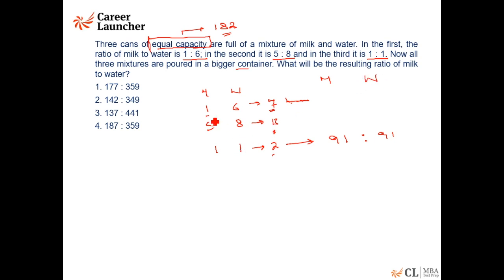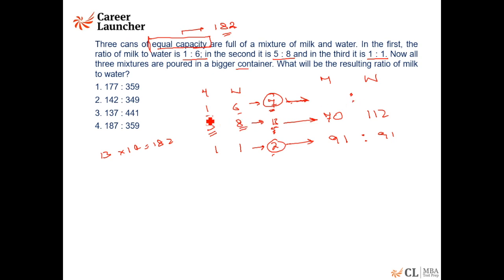Now the second one. To make this 182, what will you do? 13 is to be multiplied by 7 and 2, which is 14. So 13 into 14 is equal to 182. So I should do 14 into 5 and 14 into 8. 14 into 5 is 70. I know the total is 182, so rather than 14 into 8, I will do 182 minus 70, which is 112.